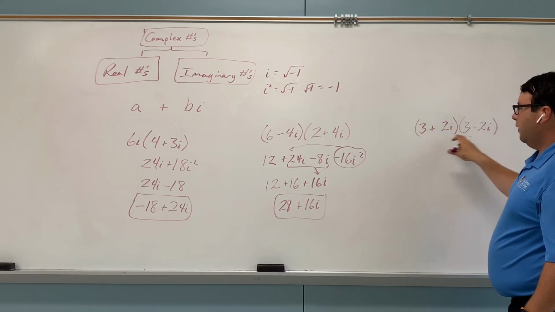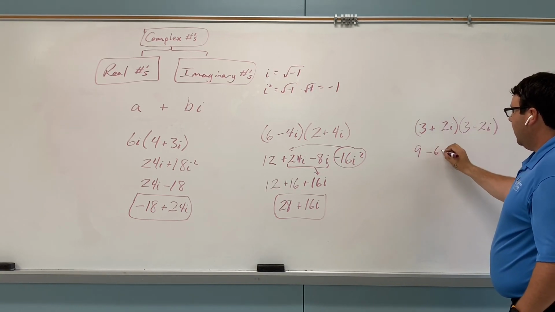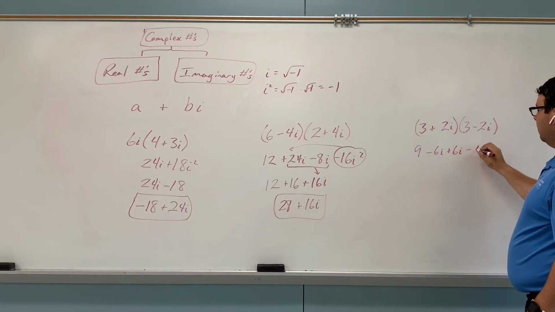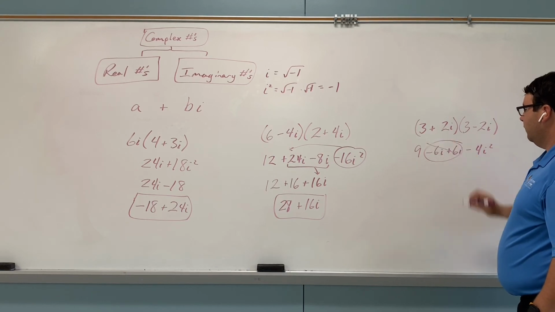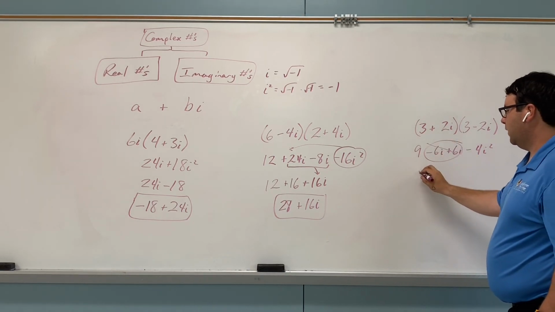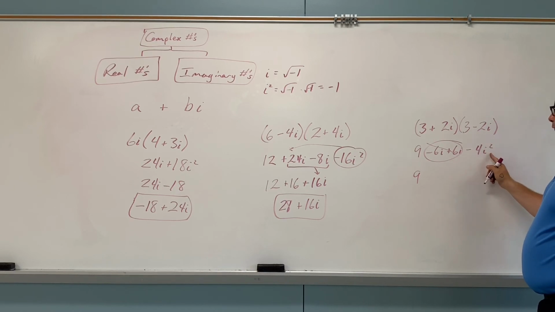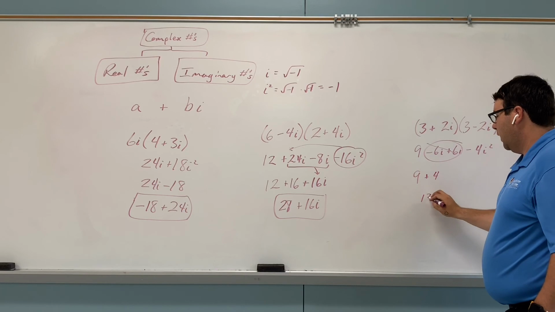If we were to multiply this, let's go ahead and do FOIL. That's going to be 9 minus 6i plus 6i minus 4i squared. These middle terms cancel. I'm left with 9. This is going to be a real term now, so that's negative 4 times negative 1, which is actually plus 4, and I get 13.